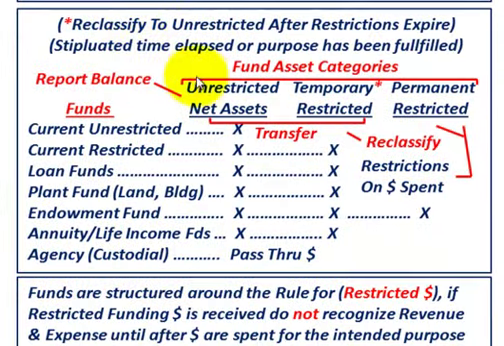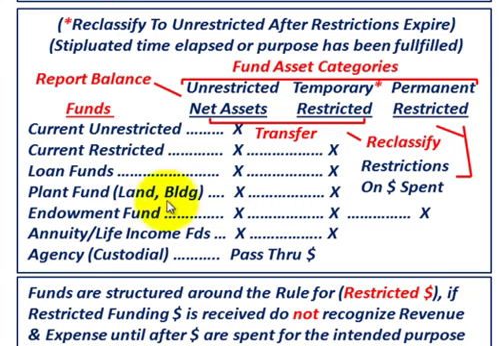Okay, so same as for not-for-profit organizations, you're going to have to determine the different funds you have for the universities, and then based on those funds you're going to have to determine your fund asset categories. First looking at our funds, and we'll go through a brief explanation of these in our next discussion, for universities and colleges you're going to have these basic funds: the current unrestricted fund, current restricted fund, some loan funds, plant fund, land and buildings, an endowment fund and annuity and life income funds, and then an agency or custodial fund.